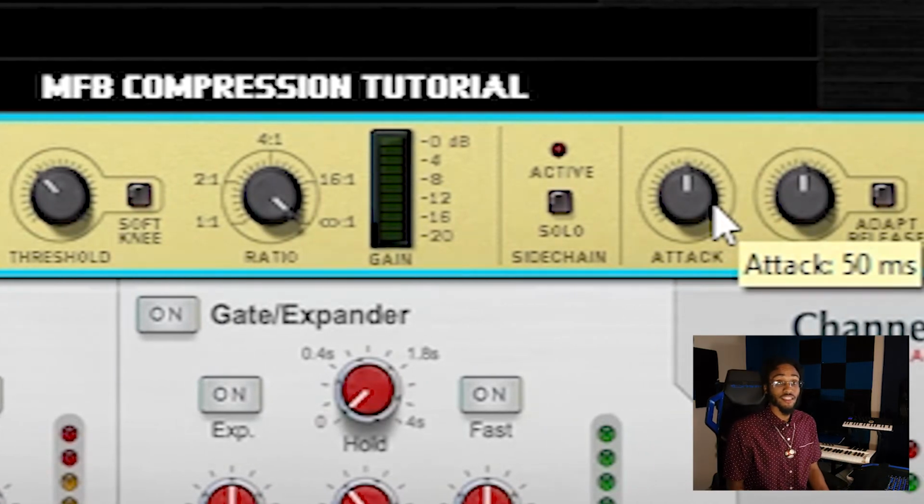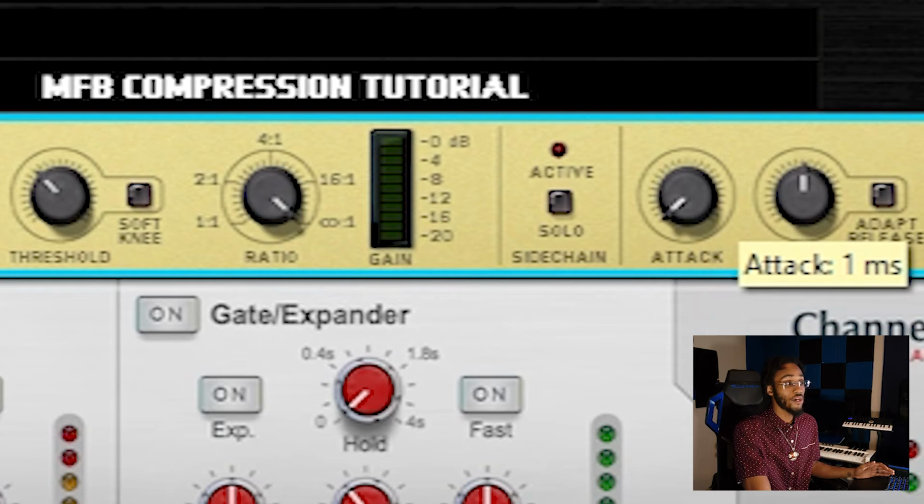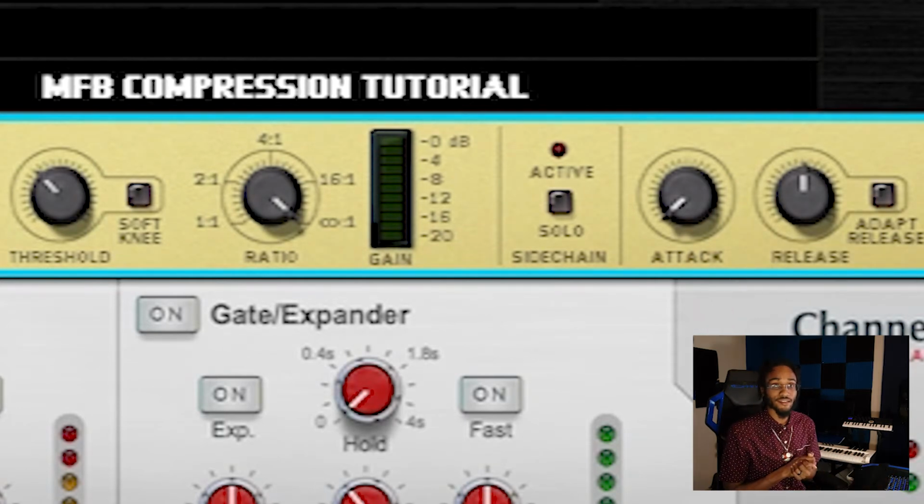The attack and the release are going to be referred to in milliseconds because compression happens at a very quick pace. The attack is used to specify how quickly the compression reacts to the audio signal that's coming in. So if we bring it all the way down to 1 millisecond, that means as soon as the audio signal hits that threshold, it's going to start the compression. If we watch the little green meter here, we can see that it's happening a lot faster than it was before.